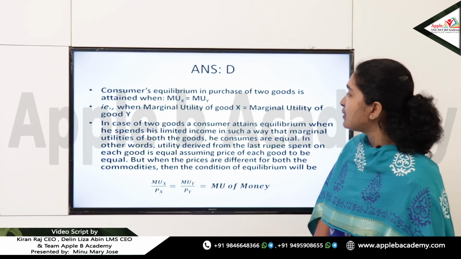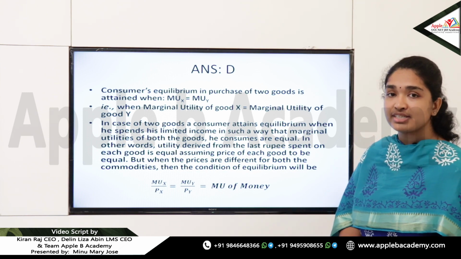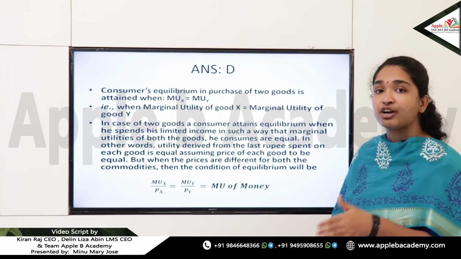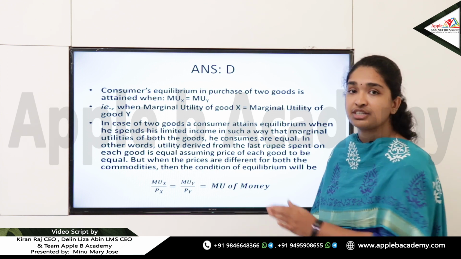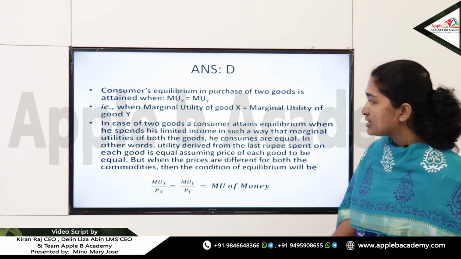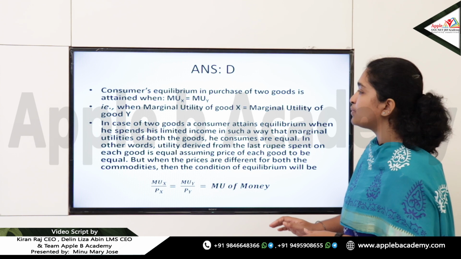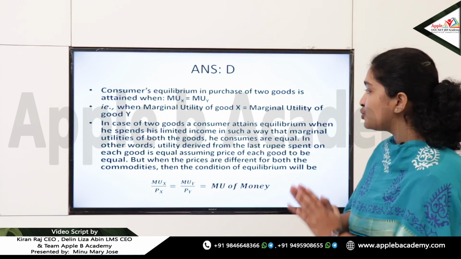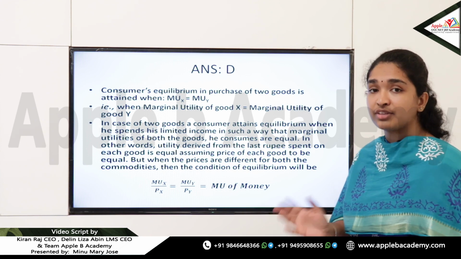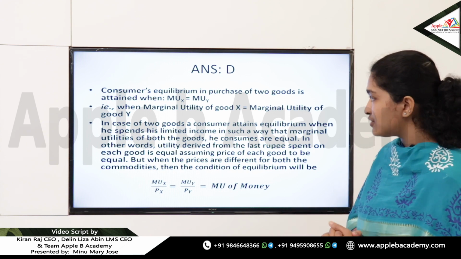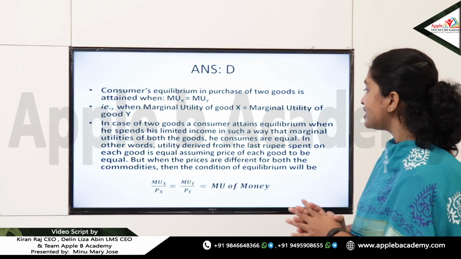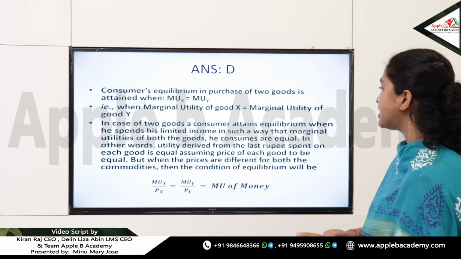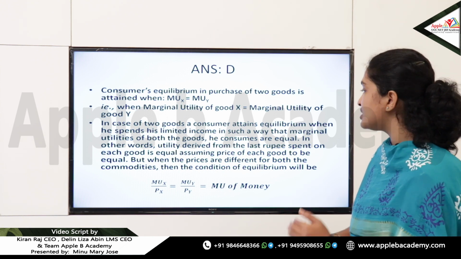Because the consumer's equilibrium in the purchase of two commodities is always attained when the marginal utility of commodity X equals the marginal utility of commodity Y, that is, when marginal utility of good X is equal to marginal utility of good Y. Specifically, in the case of two commodities, a consumer attains equilibrium when he spends his limited income in such a way that the marginal utilities of both the goods he consumes are equal.